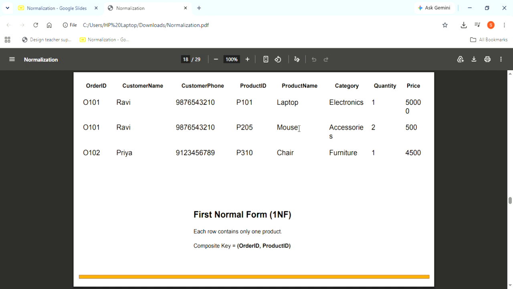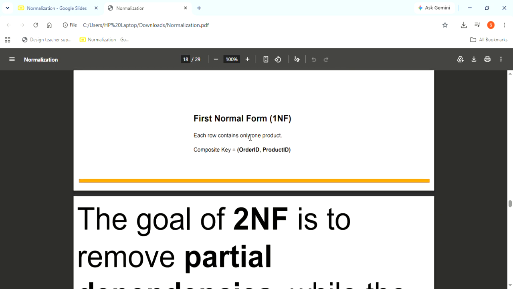So that's why we will go for first normalization. What is a composite key? Here we have a composite key as a primary key. Why? Because order ID and product ID both play an important role in identifying unique records. Now, what is the problem here? Each row contains only one product. So for Ravi, we have to again maintain a duplicate value if he has to buy another product. So this is one major problem.